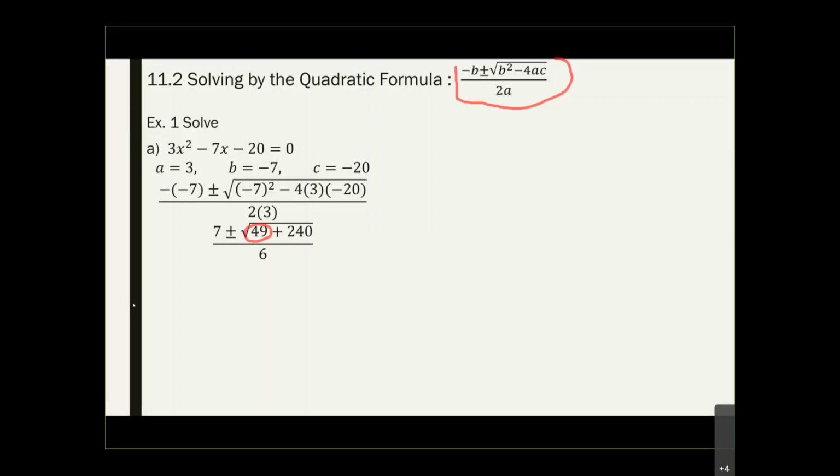If I add this up, I get 7 plus or minus the square root of 289. And this is where the problem comes in. We have to ask ourselves, is this a perfect square?